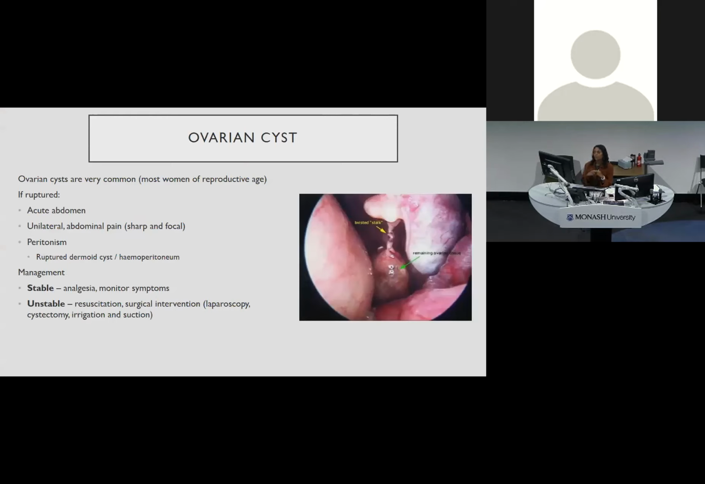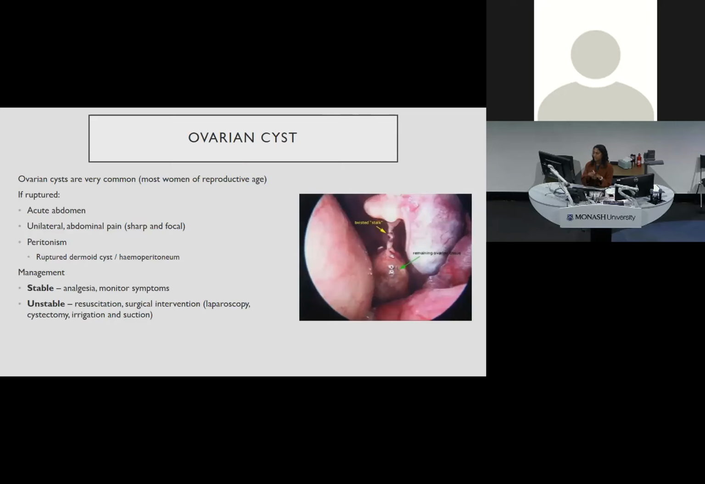In terms of a ruptured ovarian cyst, cysts on ovaries are quite common, particularly for women of reproductive age. So often women who present with a cyst rupture have a history of a documented cyst on an ultrasound that they've had in the past. They can also present with an acute abdomen, just because of the irritation of blood or teeth or hair, or all of those different tissue types that are present with a dermoid cyst, which are quite irritative.